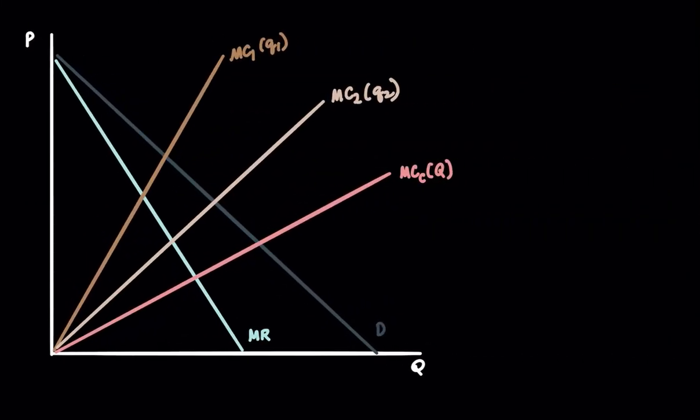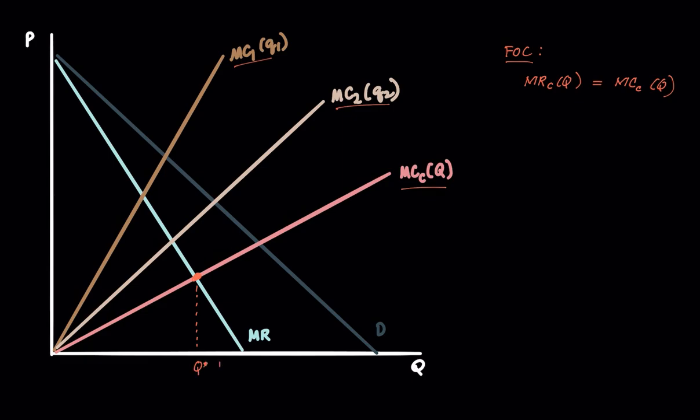So I have here a graph. What you'll notice is we have a bunch of curves: a demand curve, a marginal revenue curve, and three marginal cost curves. We have the marginal cost of firm one, of firm two, and of the entire cartel. And we know that the optimal condition, the FOC that we're going to use, states that the MR of the cartel should be equal to the MC of the cartel. So that's at this point here. Therefore, this is Q star, and that is the optimal.